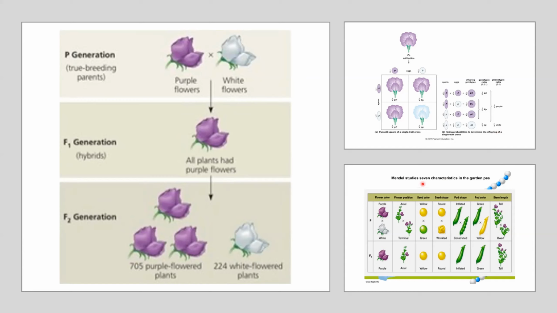So Mendel also did this study and looked at other characteristics aside from flower color. He looked at flower position, seed color, seed shape, pod color, and stem length. And he always saw this 3-to-1 ratio where 75% of the pea plants would express one feature, the dominant feature, and 25% of the pea plants in the F2 generation would express another feature, the recessive feature.